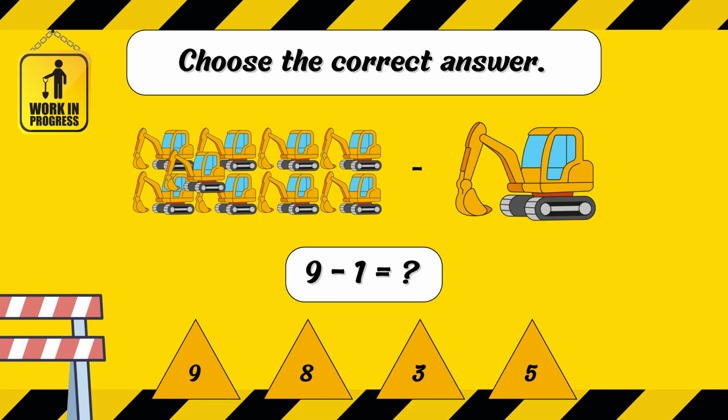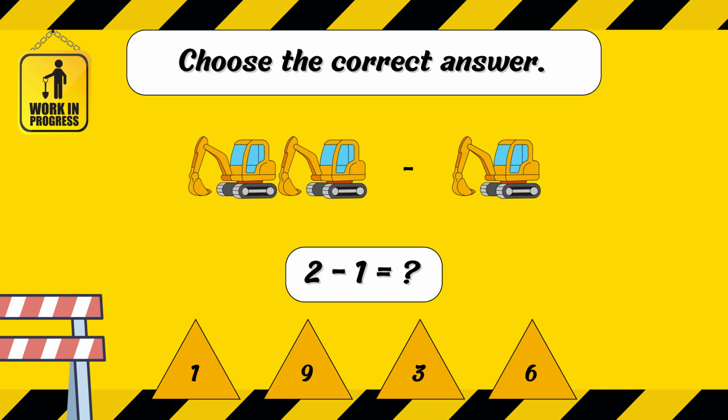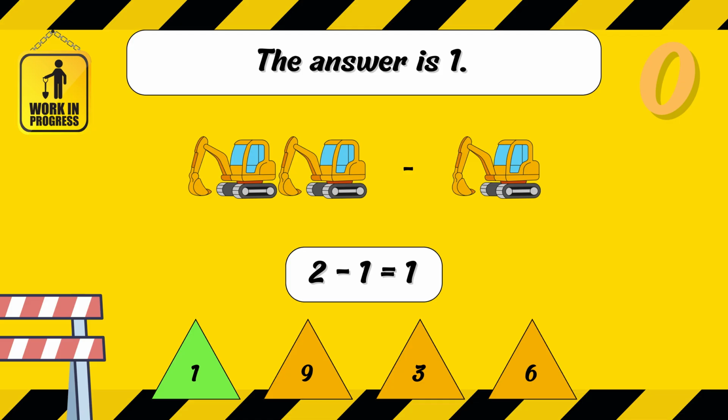Choose the correct answer. 9 minus 1 equals? The answer is 8. 9 minus 1 equals 8. Choose the correct answer. 2 minus 1 equals? The answer is 1. 2 minus 1 equals 1.